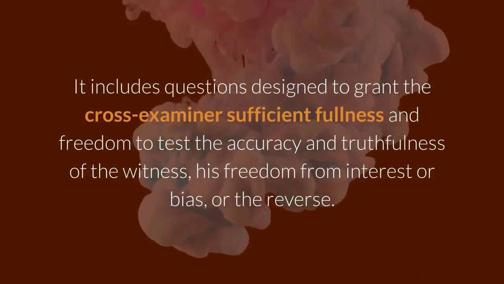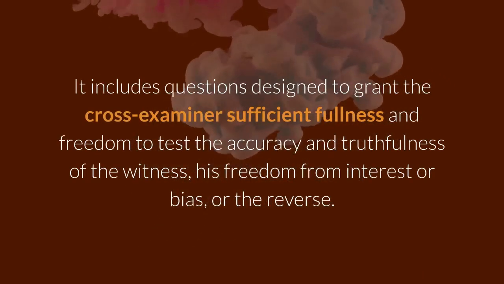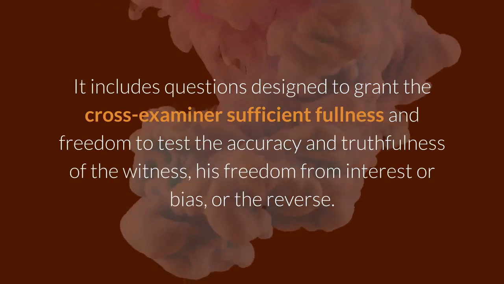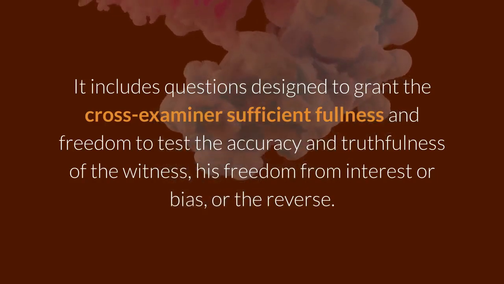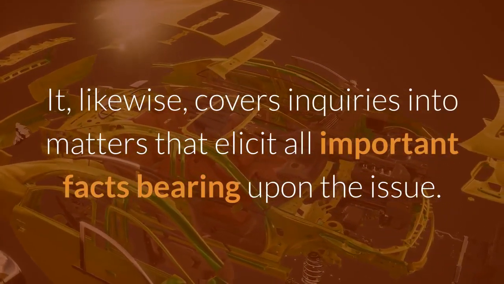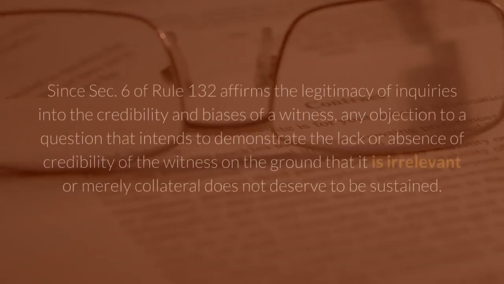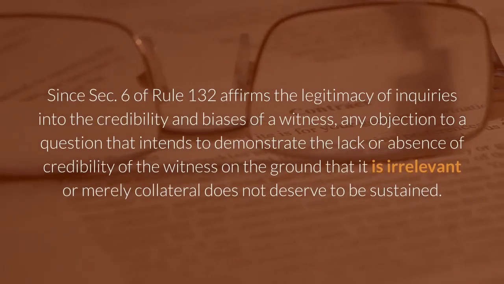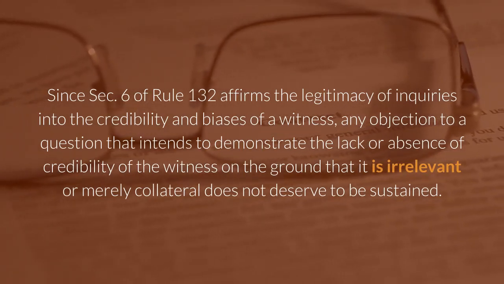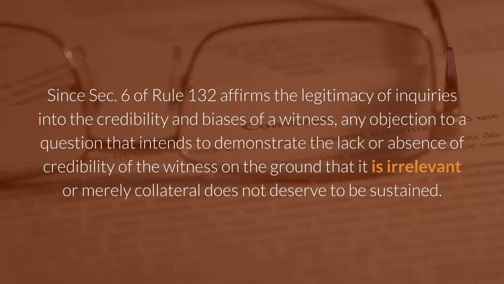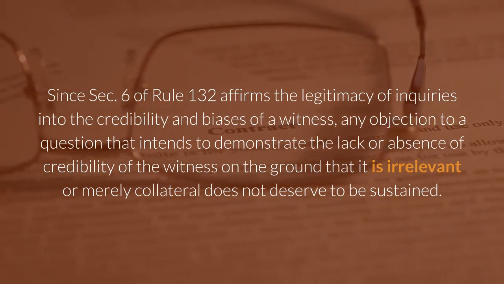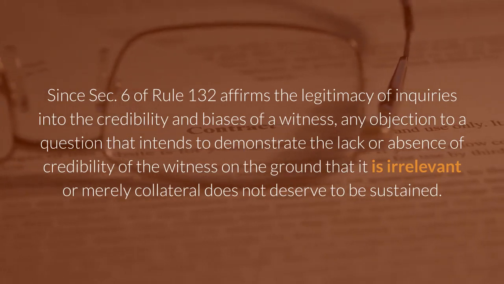It includes questions designed to grant the cross-examiner sufficient fullness and freedom to test the accuracy and truthfulness of the witness, his freedom from interest or bias, or the reverse. It likewise covers inquiries into matters that elicit all important facts bearing upon the issue. Since Sec. 6 of Rule 132 affirms the legitimacy of inquiries into the credibility and biases of a witness, any objection to a question that intends to demonstrate the lack or absence of credibility of the witness on the ground that it is irrelevant or merely collateral does not deserve to be sustained.